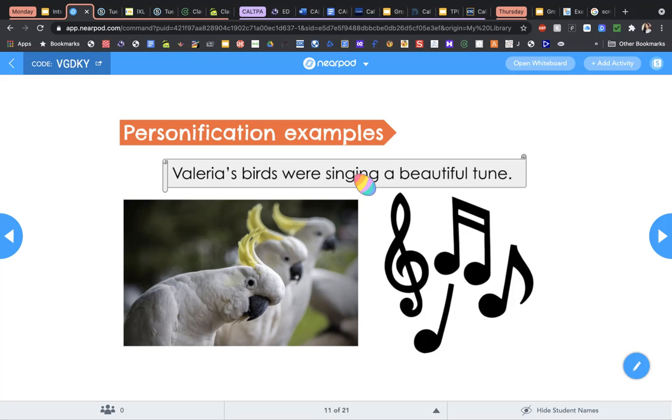So these parrots, this is the human characteristic because humans are known for singing. Birds usually chirp, especially these ones. So Valeria's birds were singing a beautiful tune. We're giving a human characteristic to an animal in this example. Okay, so I just personified that sentence.